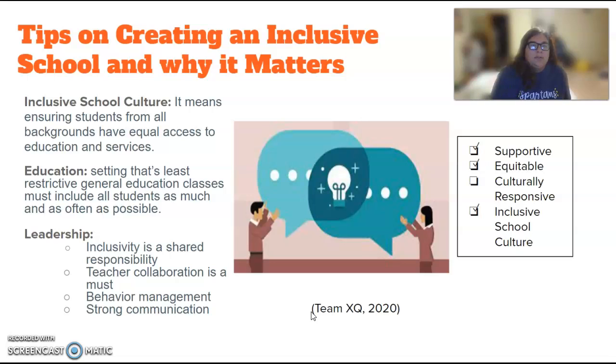Tips on creating an inclusive school and why it matters. Their school culture means ensuring students from all backgrounds have equal access to education and services. The education part of it is the settings: the least restrictive general education classes, which must include all students as much and as often as possible. But to achieve this, the leadership needs to be inclusive, as a shared responsibility. Teacher collaboration is a must. You must have behavior management and strong communication. I thought this article was supportive, equitable, and an inclusive school culture, but once again, not very culturally responsive.